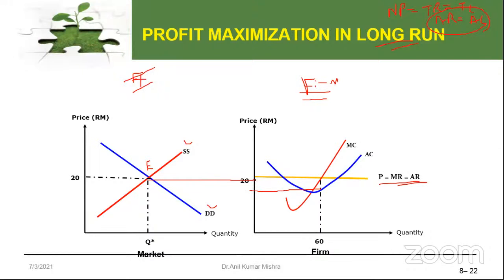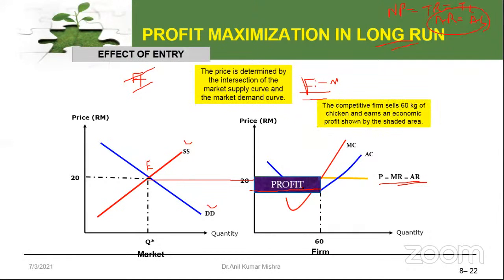Why? Because we find the total revenue, this area to this is called the total revenue, and total cost is this to this, because from the point of equilibrium when you drop down, you meet the average cost at this point. So cost is this area and revenue is more than the cost. So this area is the supernormal profit. Now, if the supernormal profit arises, then what happened?